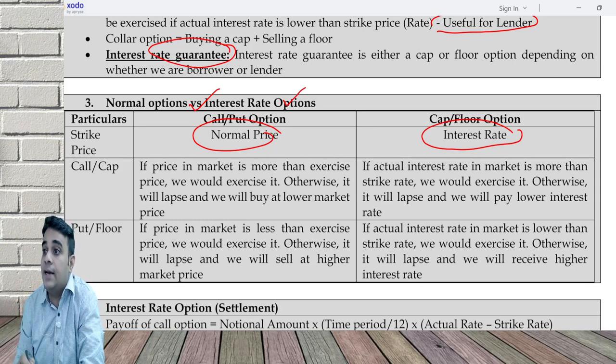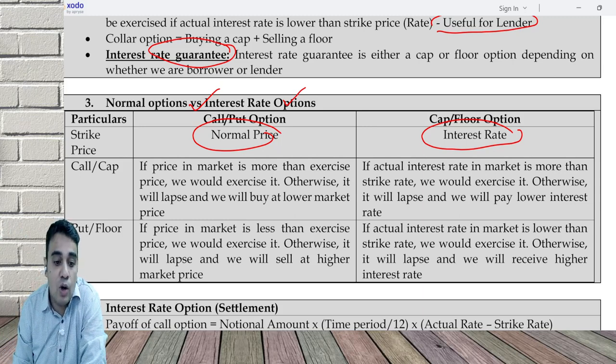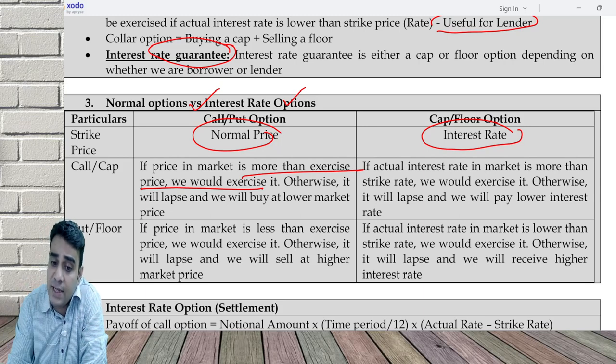Here, the strike rate is a percentage. Call or cap: if the price in the market is more than the exercise price, we will exercise it. Otherwise, it will lapse. Same thing: if the actual interest rate is more than the strike rate, we will exercise it. Otherwise, it will lapse and we will pay lower interest. You will buy at the lower market price. Here, you will take a lower interest rate loan.